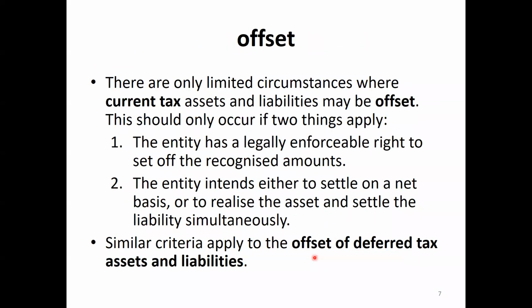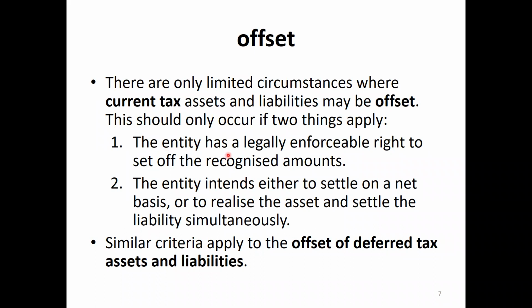Offset, cancel off, no? Cancel each other. That means offset. There are only limited circumstances, very rare circumstances, where current tax assets and current tax liabilities may be offset. Each other will be cancelled off in very rare situations. This should only occur if two things apply. So if they decide to offset current tax assets and current tax liabilities, you have to satisfy two things.